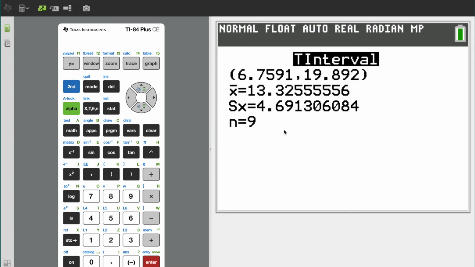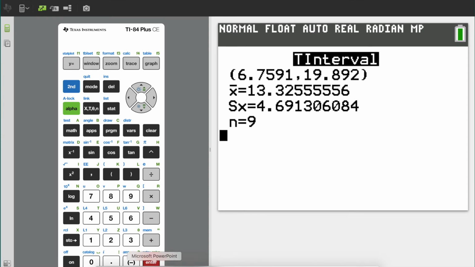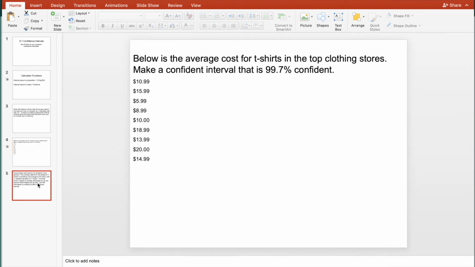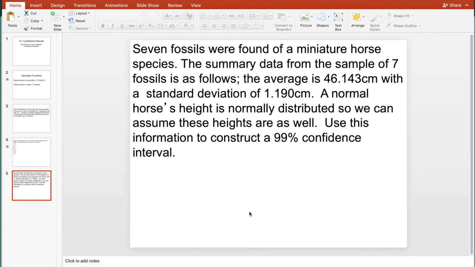Okay, so we had an example for a proportion. We had an example for average, and the last one now I want to do an example where it gives you the summary stats. So if we look at our last example. 7 fossils were found of a miniature horse species. The summary data for the sample of 7 fossils is as follows.